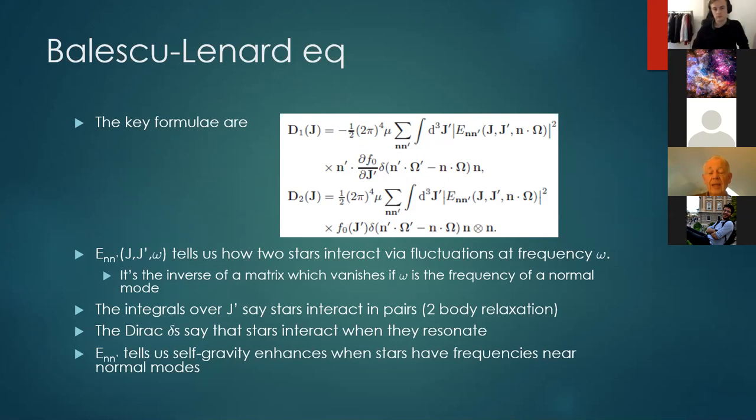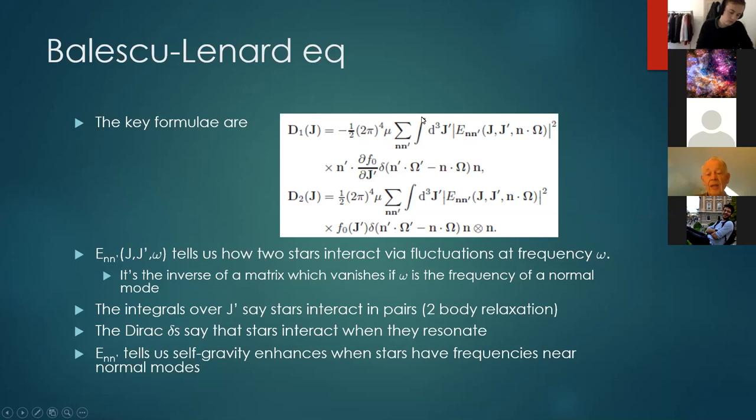And the other important point about this equation is this appearance of ENN primed. So the formalism gives you expressions for what ENN primed is. I'm not going to present them here because they're messy. The important point is that this is a quantity which describes the dressed potentials in a certain way. So it tells us how stars interact via fluctuations at a certain frequency. And it's the inverse of a matrix which vanishes if omega is the frequency of a normal mode of the whole system. So E is a description of the dressed interaction of stars, and it's a function of frequency. And the frequency in question is the frequency that is being matched here.